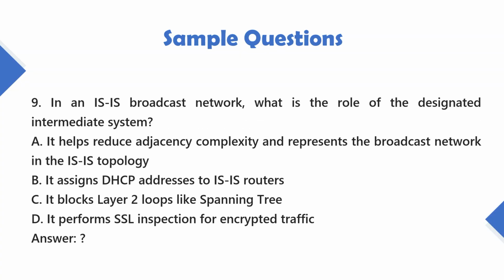9. In an IS-IS broadcast network, what is the role of the designated intermediate system? A. It helps reduce adjacency complexity and represents the broadcast network in the IS-IS topology. B. It assigns DHCP addresses to IS-IS routers. C. It blocks Layer 2 loops like spanning tree. D. It performs SSL inspection for encrypted traffic.